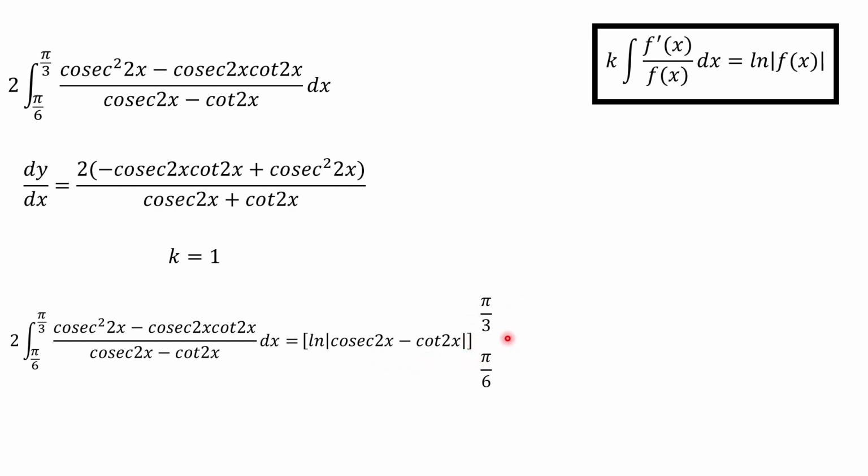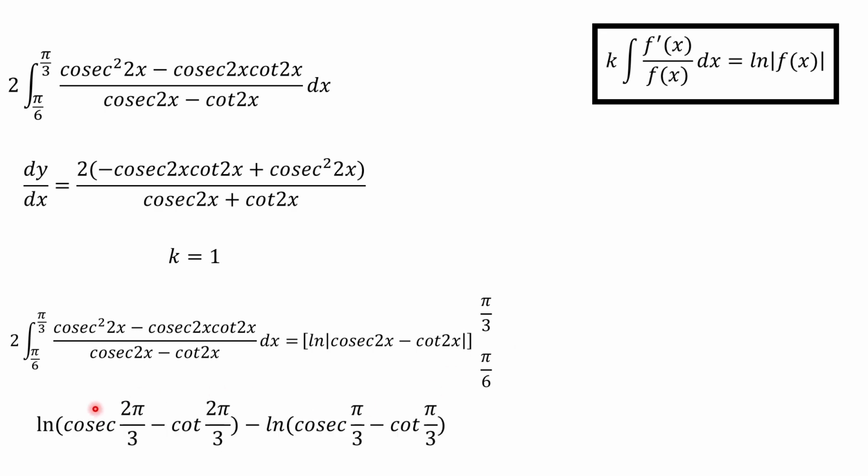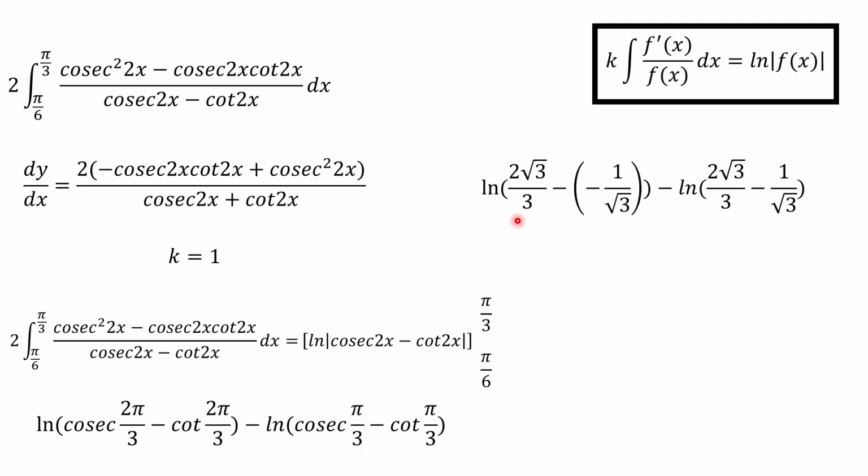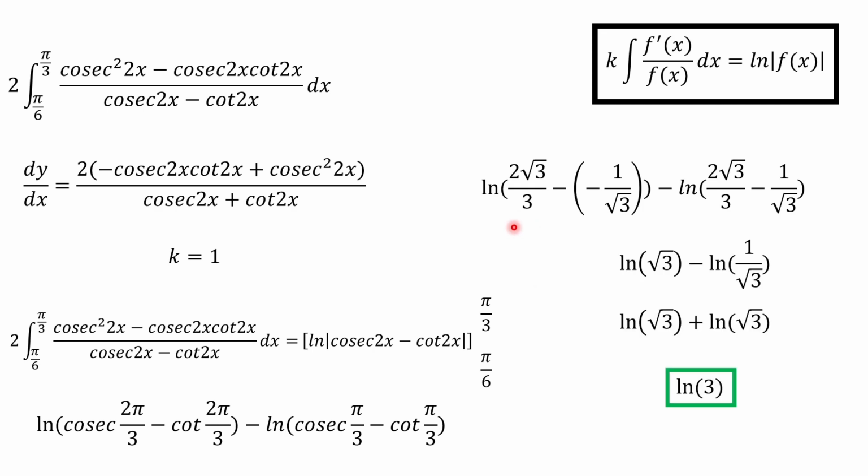Our bounds are very important. And now it's just a matter of subbing our bounds in, just like so. Remembering it's 2x, so it's going to be 2 pi over 3, and then here will be 2 pi over 6, which is just pi over 3. And then if we sub in the trig values and do some simplifying, just like so, then we will get our answer, which is the natural log of 3.